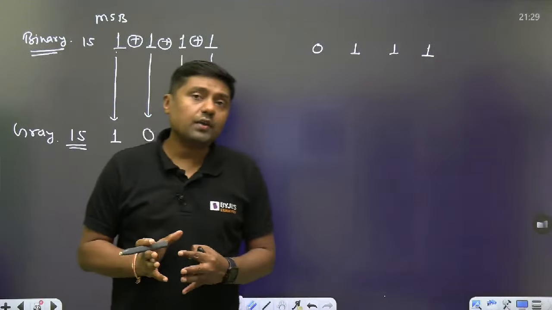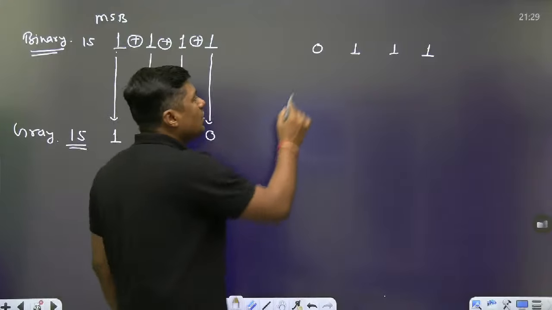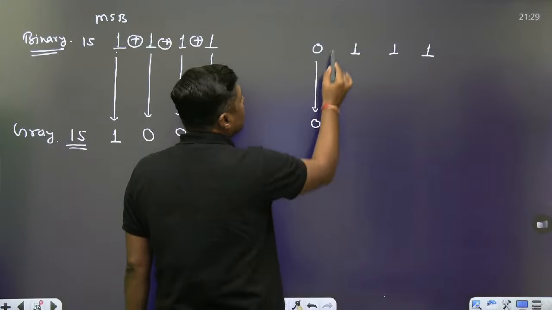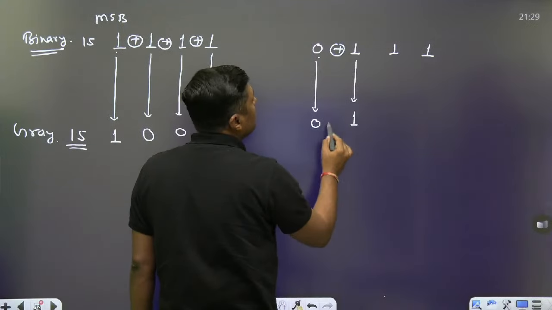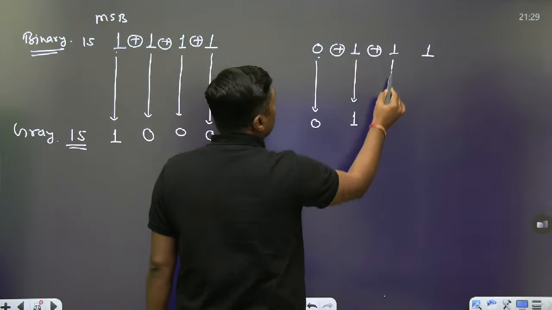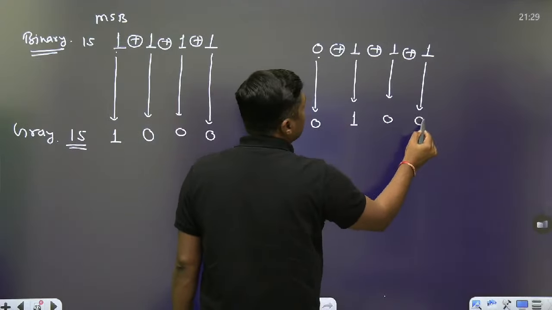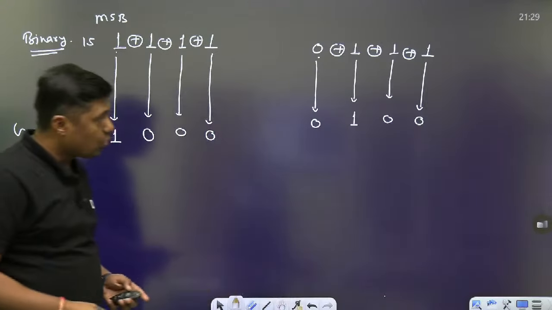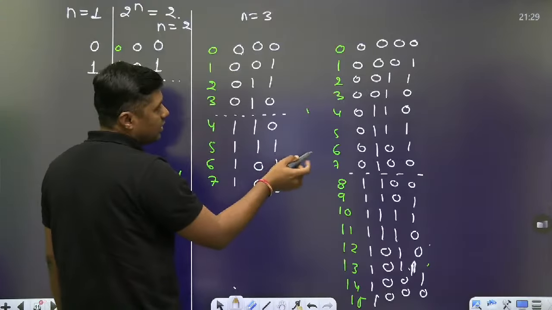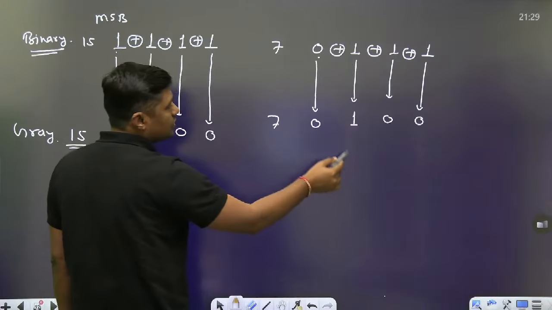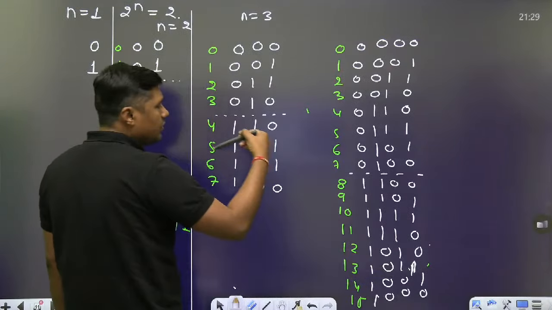This is 7. Now, if you want to convert it into the gray code, now this 0 will remain 0. MSB will remain same. 0 exclusive OR with 1 is 1. 1 exclusive OR with 1 is 0. 1 exclusive OR with 1 is what? 0. 0 1 0 0. It is the code for 7. This is in binary. This is in what? Gray code. You can check. What is the 7? 0 1 0 0. What is the 15 here? 1 0 0 0. Now you can verify anything.